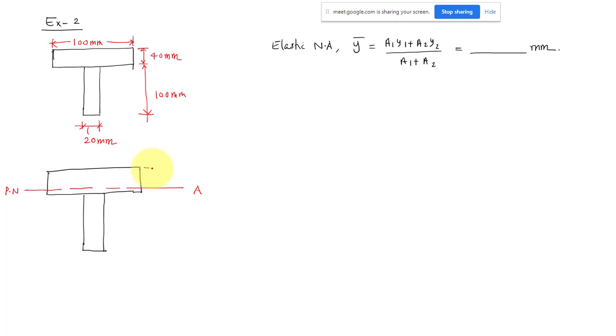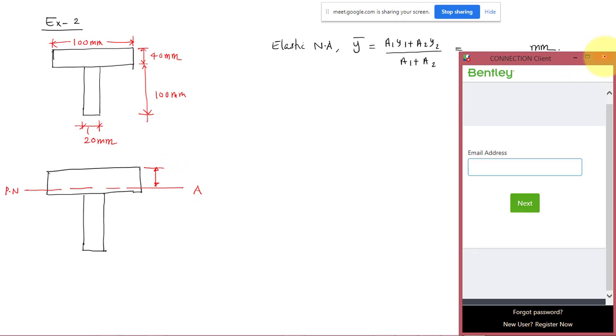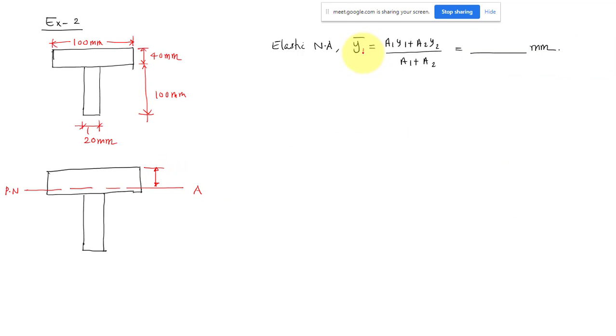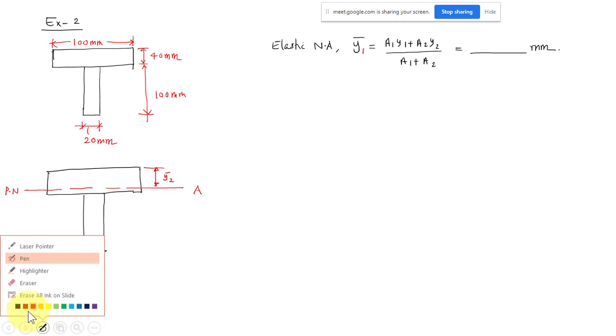At some distance from the top, let us say this is y1 bar and this is y2 bar. Because you can assume it here also, but the only thing is you have to do a second iteration. So better you don't do it like that. You just look at the dimensions and assume the neutral axis accordingly. So I am assuming the neutral axis will be in the flange. So now we can easily solve it.